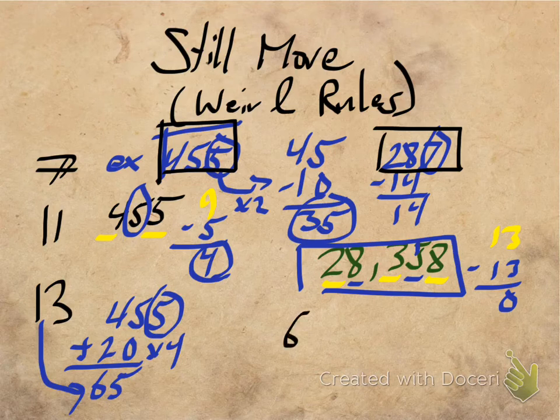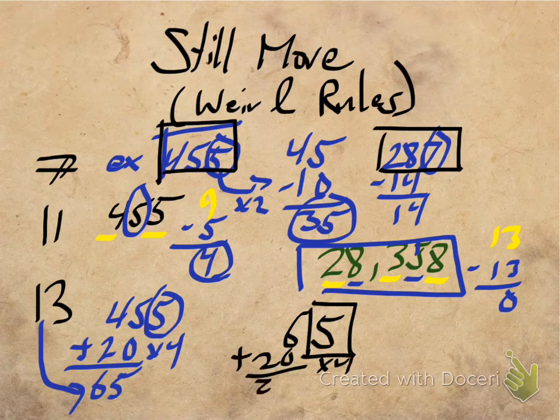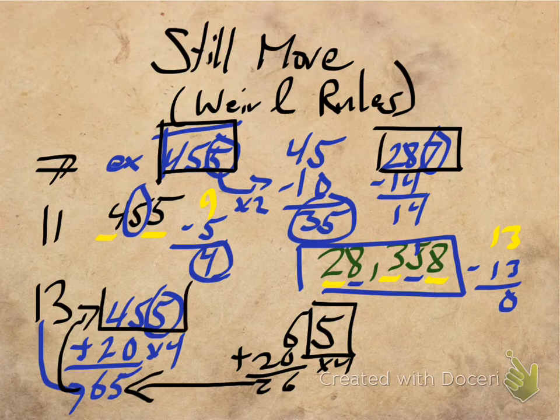We'll take the number 65 and rip off the last digit. We're doing the divisibility by 13 rule again. Multiply by 4, you get 20. 20 plus 6 is 26. And now 26 is easily divisible by 13, because 13 goes into it twice. So that means that 65 was divisible by 13, and that means that 455 was divisible by 13.